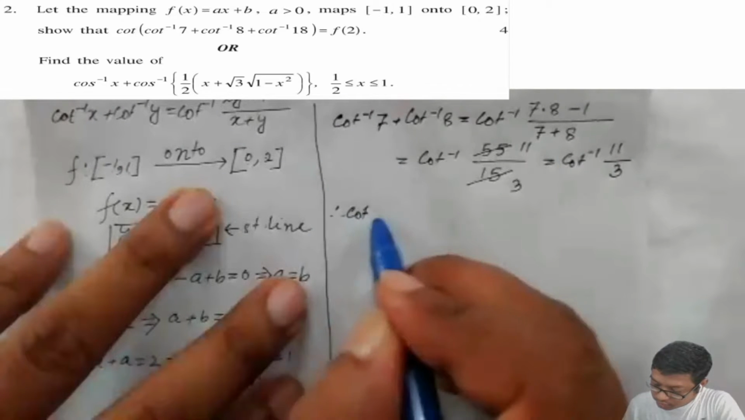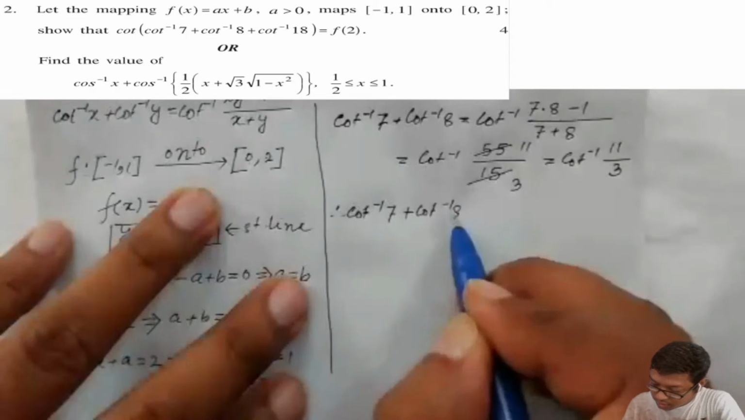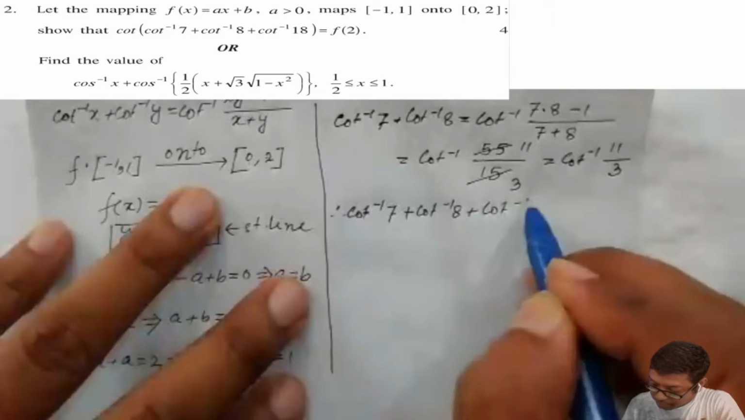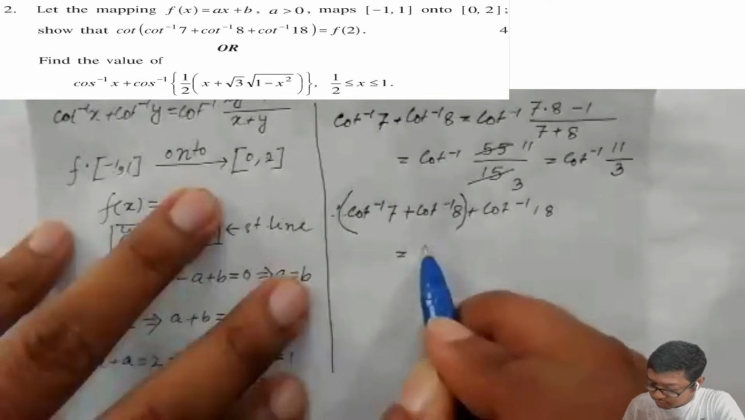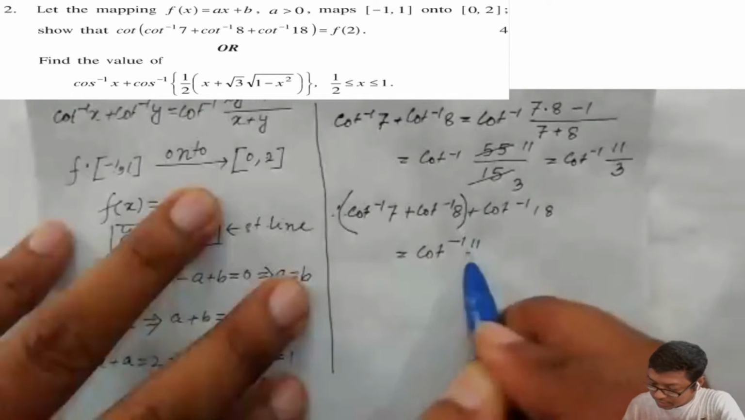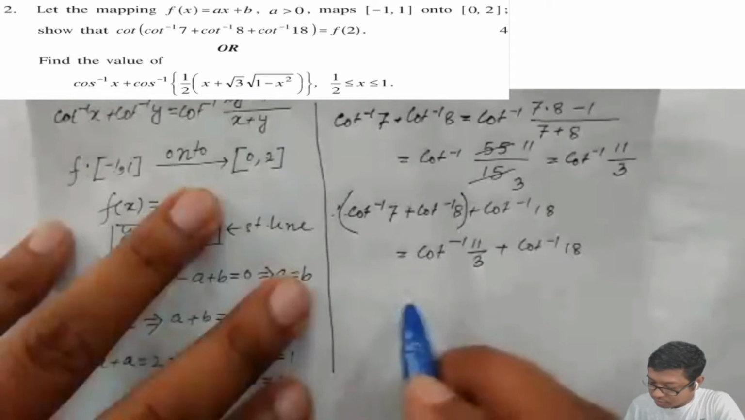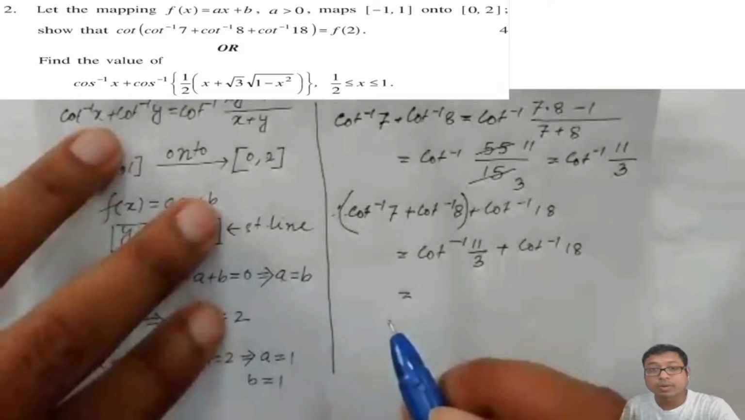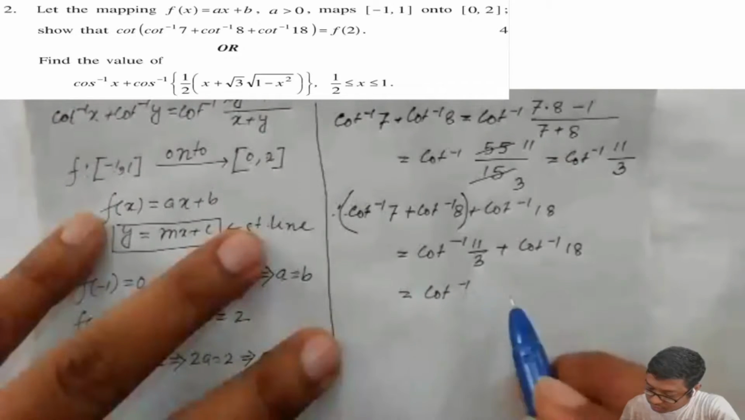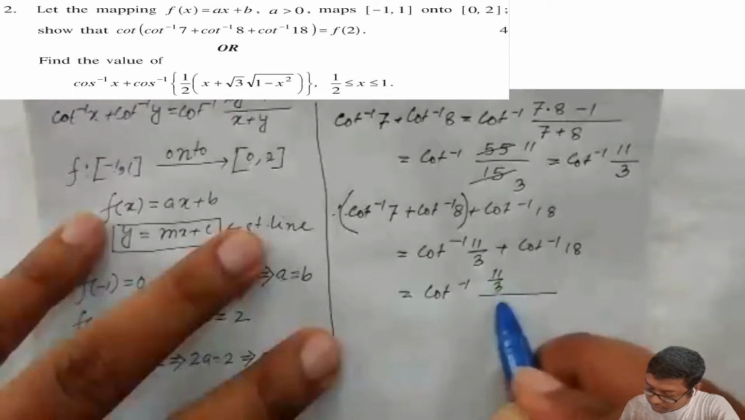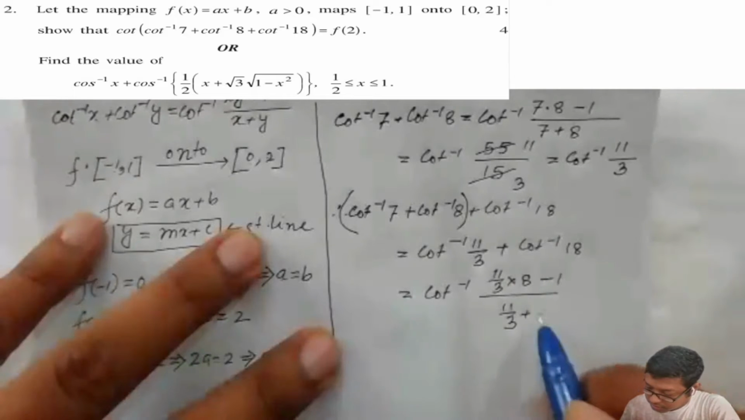Therefore cot inverse of 7 plus cot inverse of 8 plus cot inverse of 18, and in place of this I can put cot inverse of 11 by 3 plus cot inverse of 18. Again, if I use the formula of cot inverse of x plus cot inverse of y, then I have cot inverse of (11 by 3 into 8 minus 1) divided by (3 plus 18).